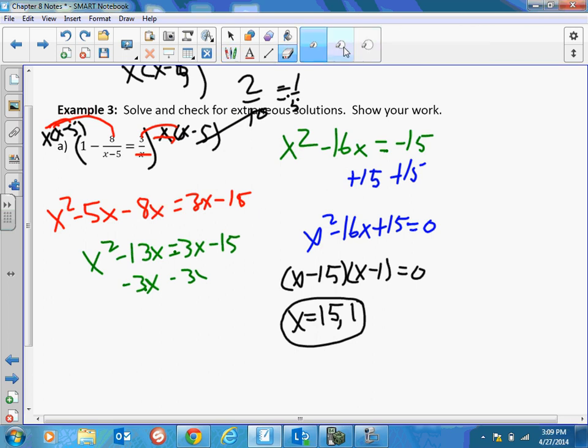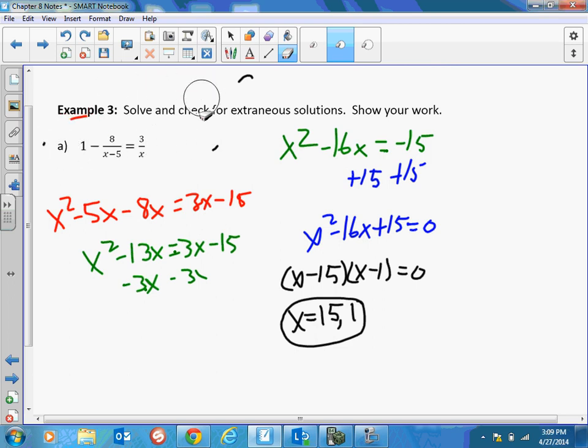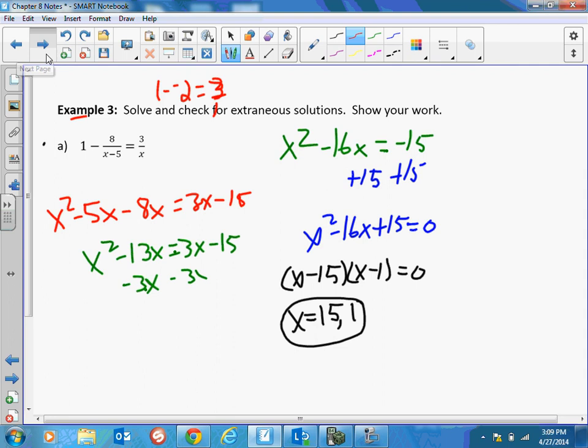Let's erase that a little bit so you can see that a little clearer. If you plug in 1, you have 1 minus 5 is negative 4. So you'd have 1 minus 8 divided by negative 4, which would be negative 2. So you've got 1 divided by negative 2 equals 3 over 1. Well, they're both going to equal 3, so that does check out too. So both of those work. So always plug them back in and check your work, make sure they work.